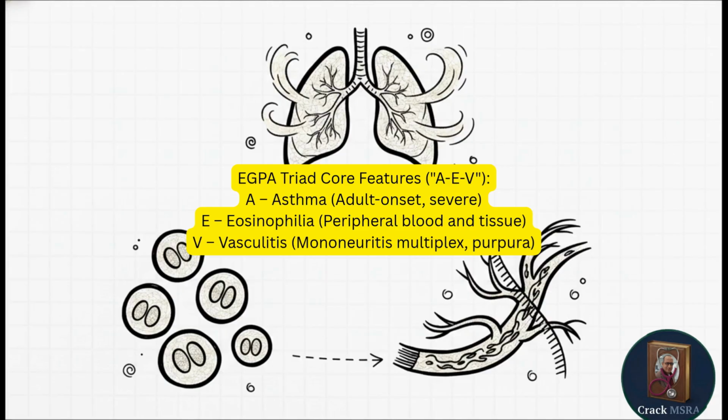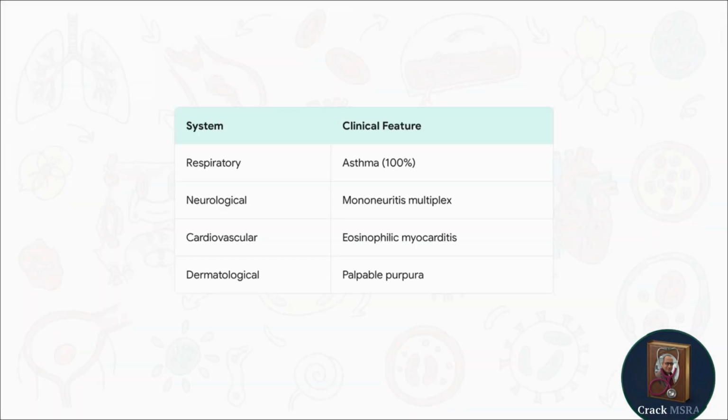If an exam vignette has these 3 elements, your mind should immediately jump to EGPA. Mapping this AEV triad across the patient's body, we see respiratory involvement where asthma is present in literally 100% of patients. Neurologically, we get that mononeuritis multiplex. Think of asymmetric peripheral nerve ischemia resulting in a sudden foot drop or wrist drop. Dermatologically, you want to watch out for palpable purpura, which is a cutaneous leukocytoclastic vasculitis.